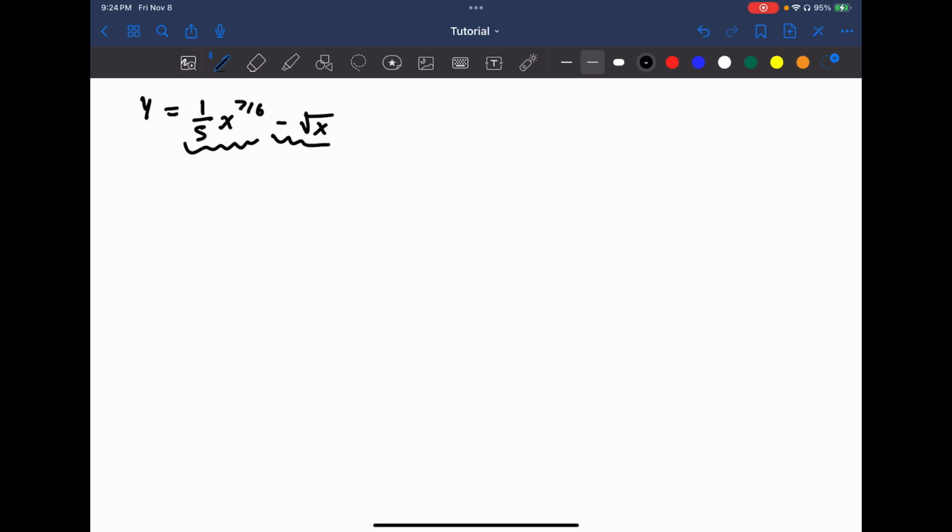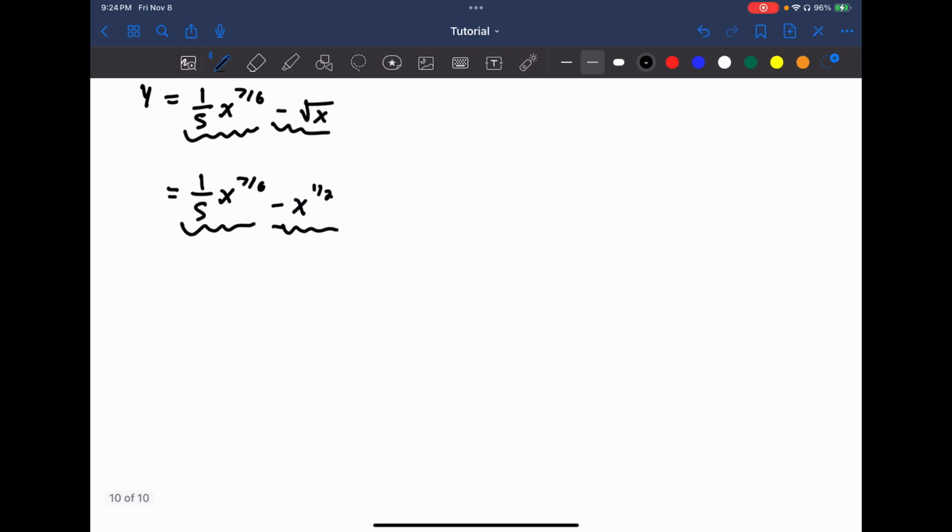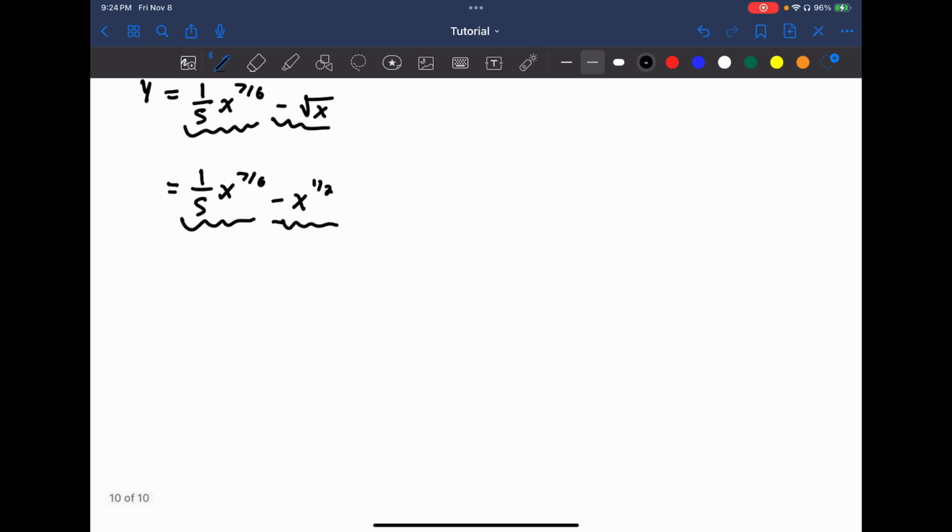Now you may be thinking you don't know how to differentiate root x, but remember that root x is the equivalent of x to the power of 1 over 2. And now this makes our function much easier to differentiate. So our function is in two parts, so you would have to apply the power rule twice. So once to the first term and again to the second term.